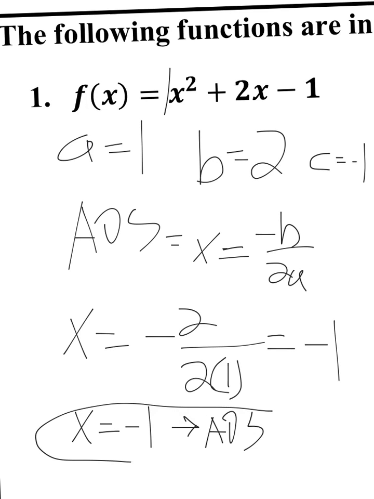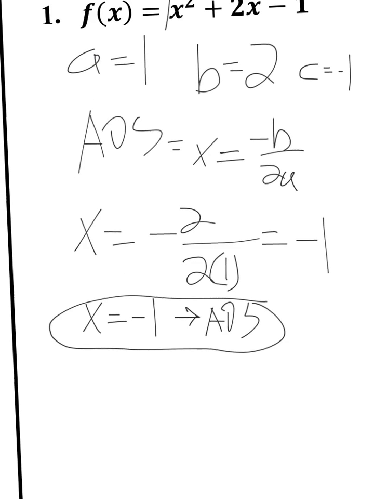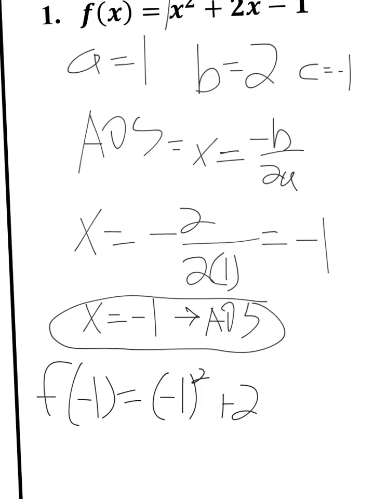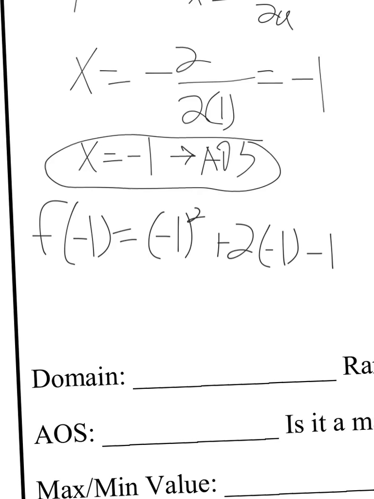And since I know that the x-coordinate of the vertex is your axis of symmetry, I just plug that in. So f of x now says f of negative 1 because I'm plugging in negative 1. So what is negative 1 squared plus 2x, except x is now negative 1, minus 1. Feel free to type all that into the calculator. You'll get f of negative 1 equals negative 2, which is your y value, right?